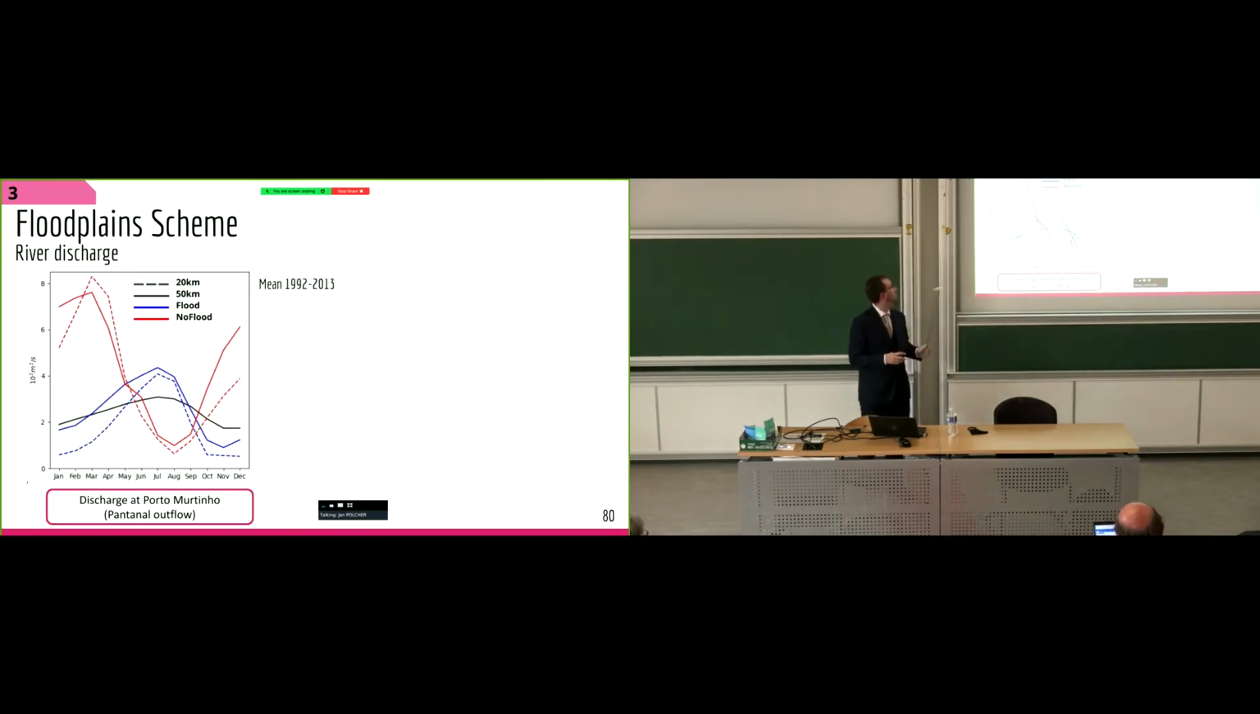First, we can look at the river discharge. You can see here in red the discharge in the simulation without floodplains, and in blue the discharge in the simulation with floodplains. So what you can see is that activating the floodplain scheme, we improve the correlation of the discharge with the observations. We also have a better mean annual discharge. However, we are still overestimating the annual variability of the discharge.